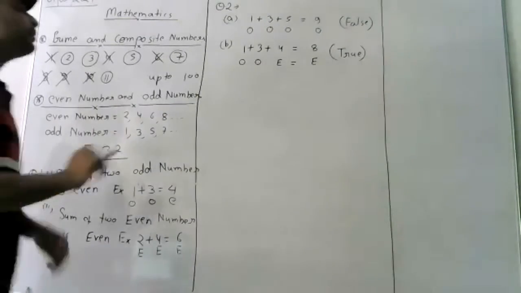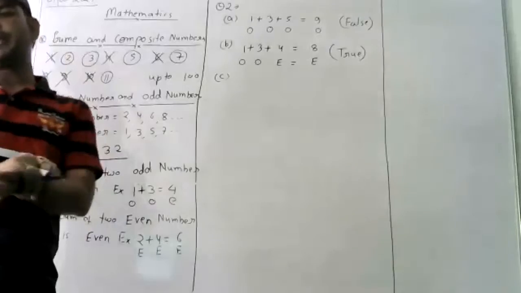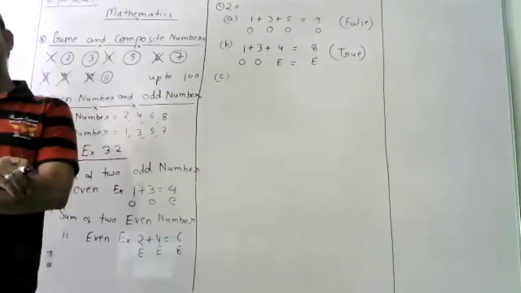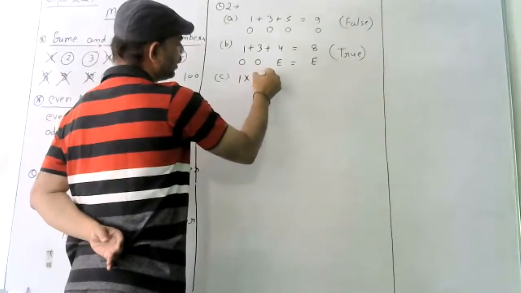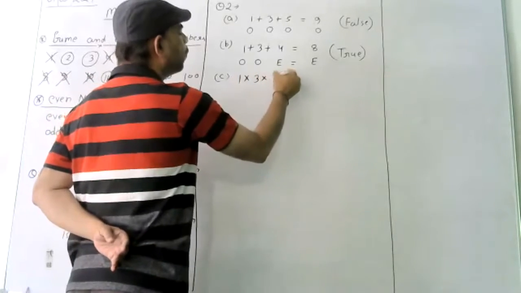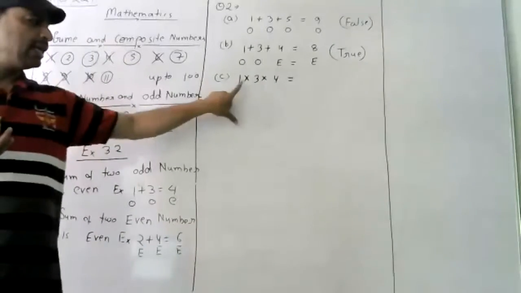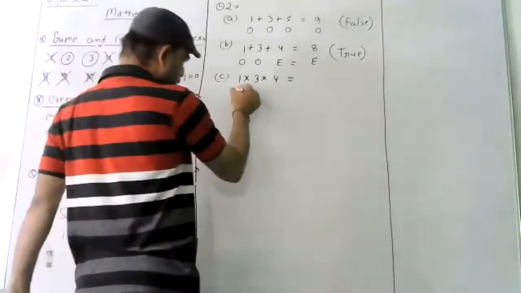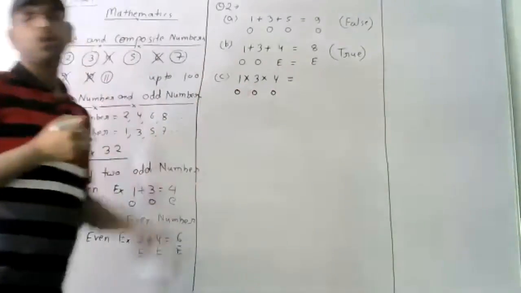Next statement C. The product of three odd numbers is odd. Three odd numbers, say 1 into 3 into 4. The first number is odd, the second number is also odd, and the third is also odd. This is odd, this is odd, this is odd. That is equal to 12.